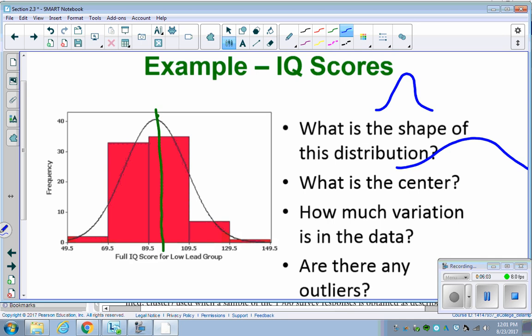Okay? But sometimes what happens is there's something called an outlier. An outlier can drastically pull the data. So let's give you an example of that first unit test.